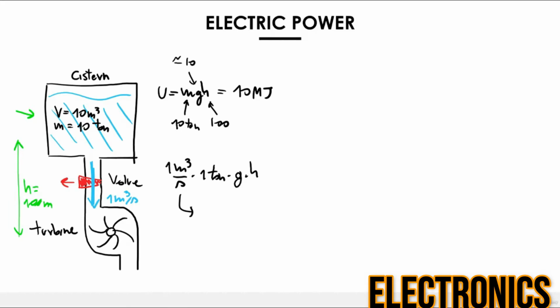So this is equivalent to, if you do the math, 1 megawatt. So this is the amount of energy that is transferred every second from the system through the turbine. In this case, because we have 10 megajoule and we are delivering a power of 1 megawatt, that means that after 10 seconds, all the energy will be consumed.